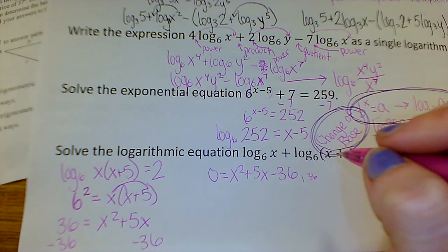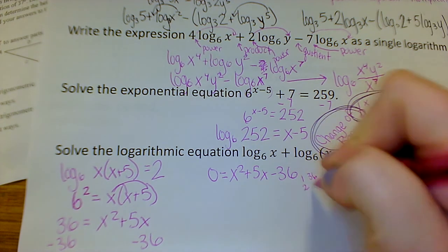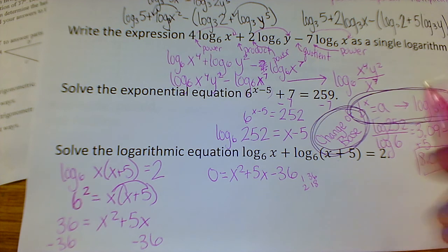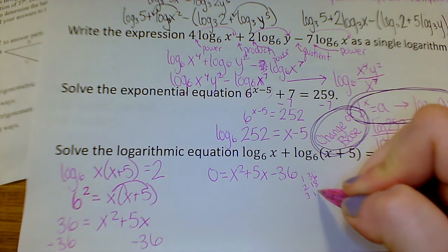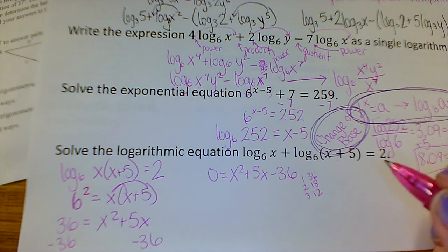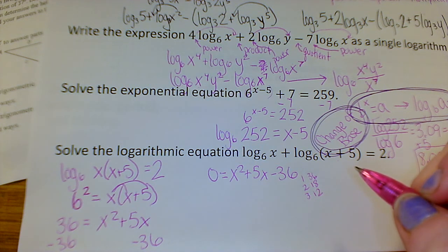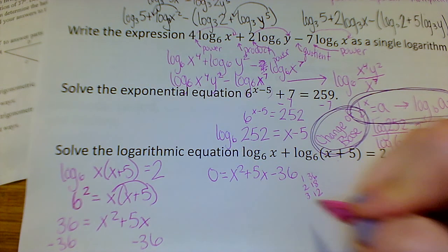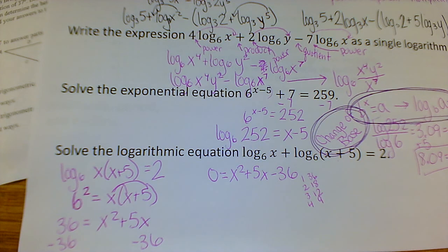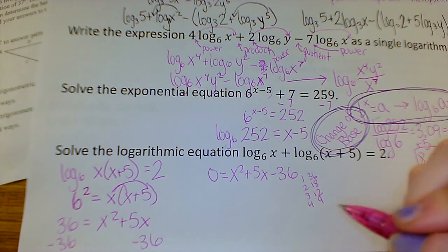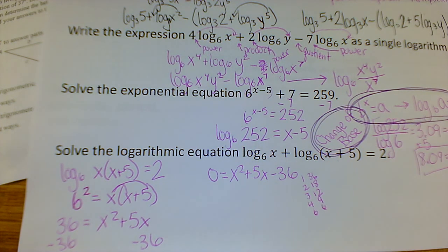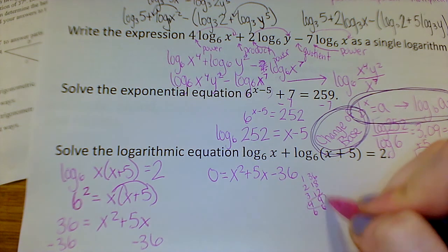Some of you are really strong at factoring and you see it already, and others are not. So I'm just making my list of things that will multiply to 36. And there's a bunch. I think that's it. So then I'm looking for which of these pairs will add or subtract to 5. And I notice that this one will do that.